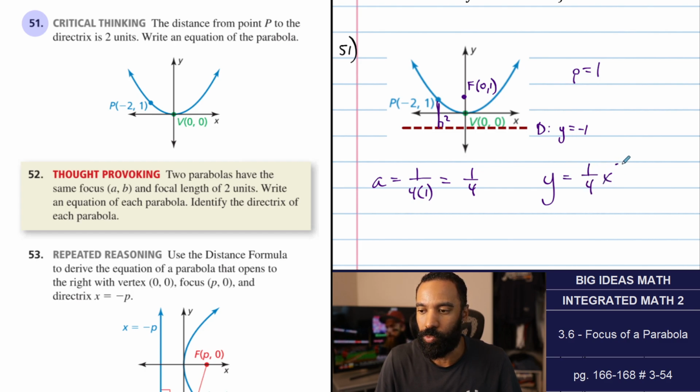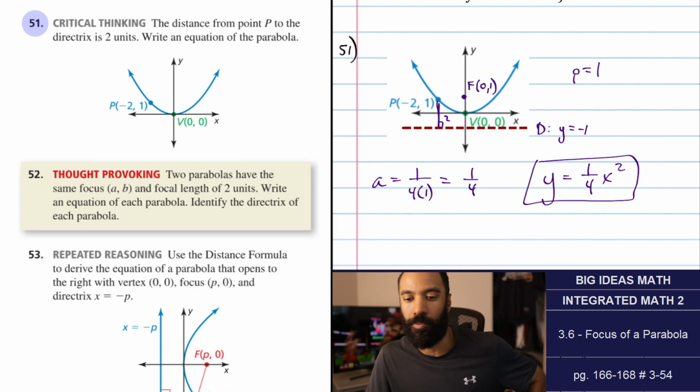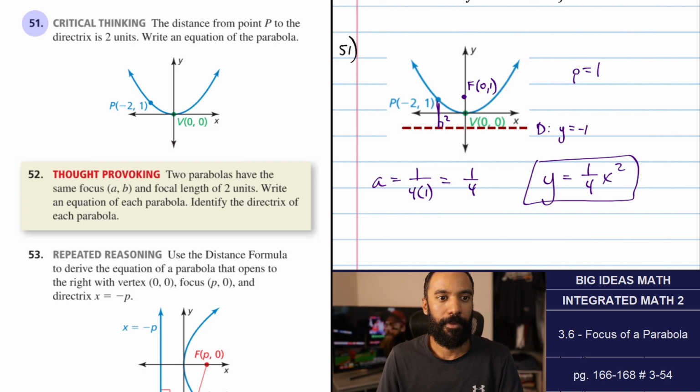The equation is y equals 1/4 x squared. And to confirm that, I can substitute -2 into here. -2 squared is 4, and 1/4 of 4 is indeed 1. So we do hit that point. That's number 51.